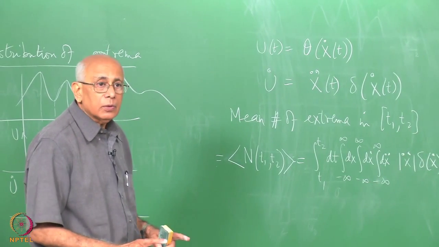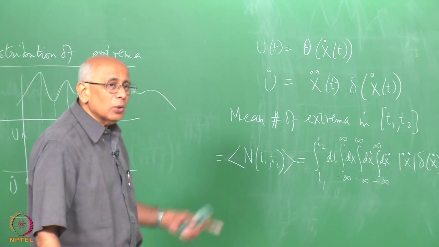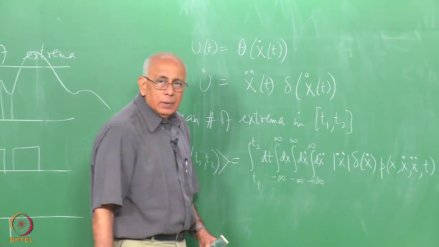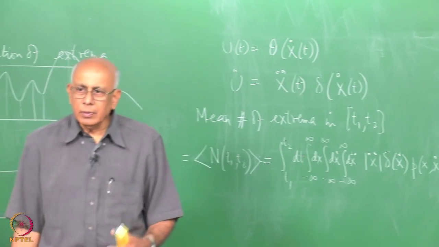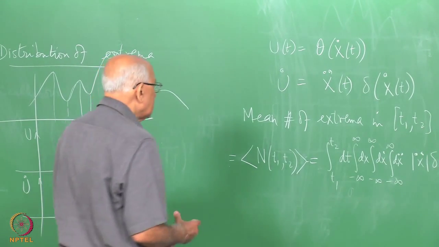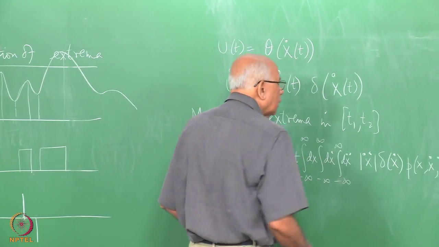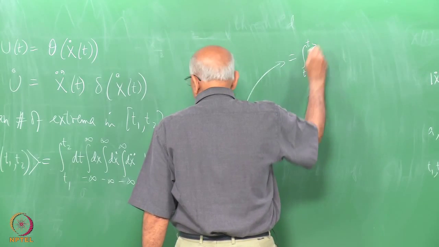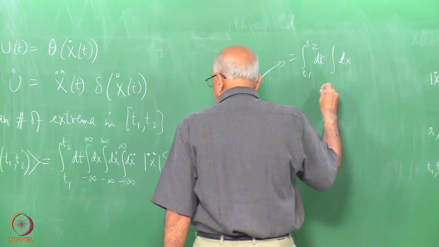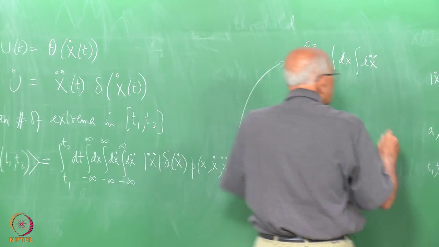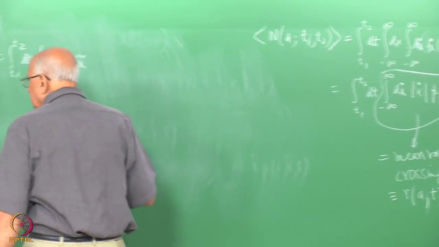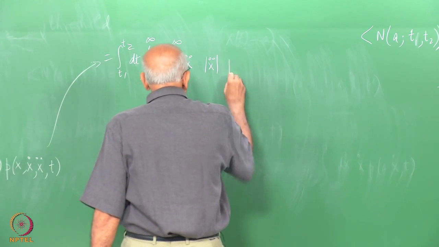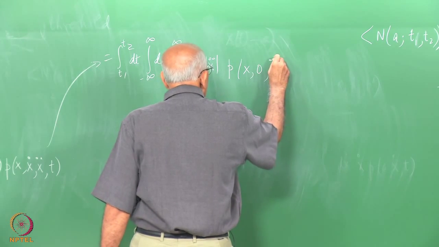But in any case I need the joint density of not only the variable but its derivative and its second derivative. So this makes sense only if the function is twice differentiable in some precise sense. Generally you would call it mean square differentiable, that is the way the stochastic process would have differentiability put into it, but you need sufficient smoothness to do this. And of course as usual you can get rid of the x dot integral using the delta function. So this thing here becomes equal to integral T1 to T2 dt, integral dx, integral dx double dot times mod x double dot, over all values minus infinity to infinity, but then a joint density which is p of x, 0, x double dot and maybe t.